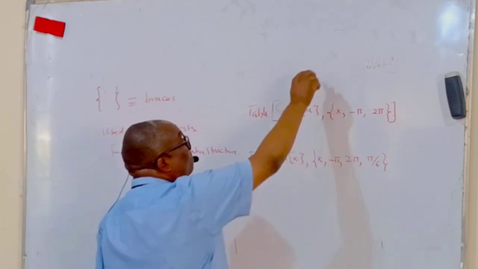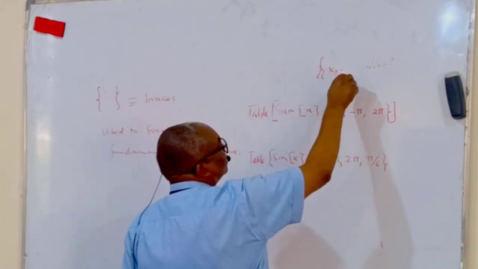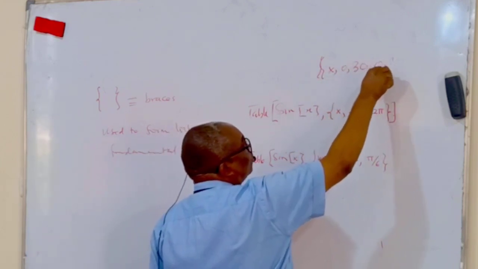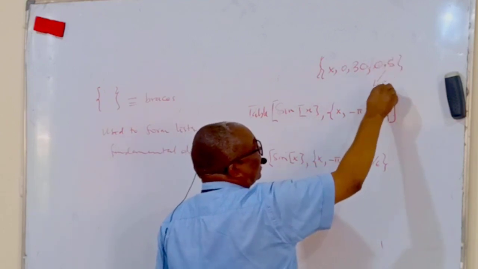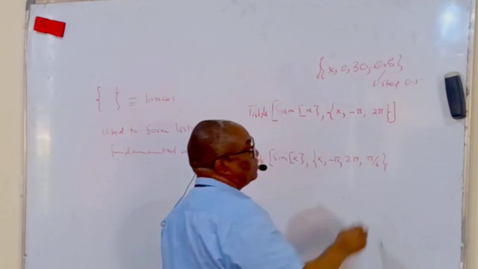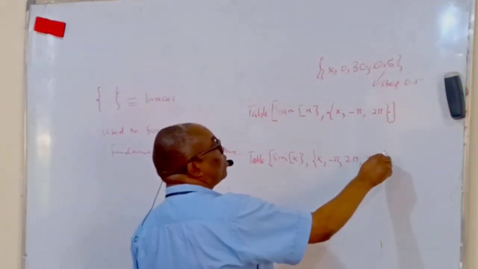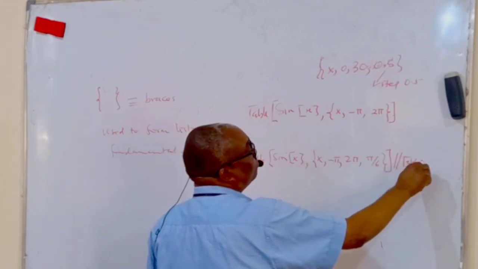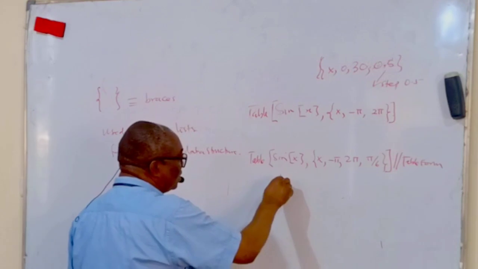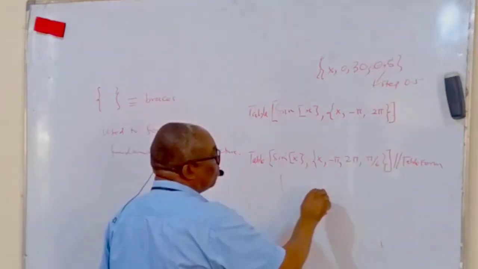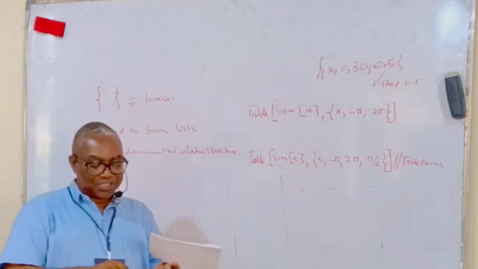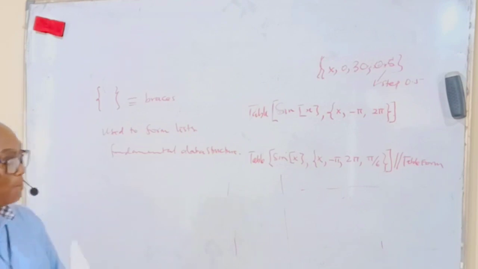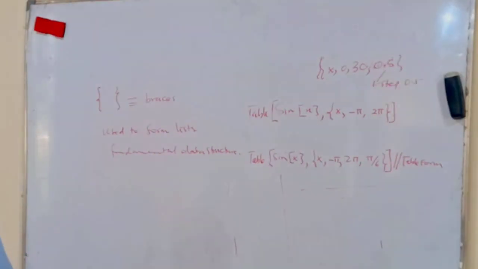For example, if I put x, comma, 0, 30, comma, 0.5, it means my step size is 0.5. Then I close this, and table form will give me the values like this. But if I don't put table form, it will give me this. So we use this for listing, which is very, very important. Now, we'll come back here. You will see some examples. Next.